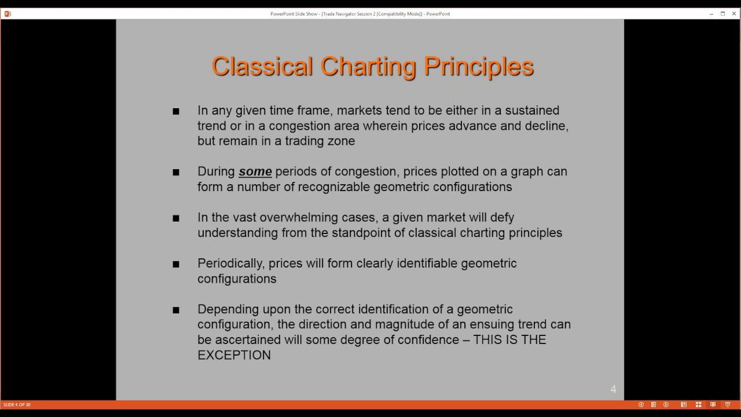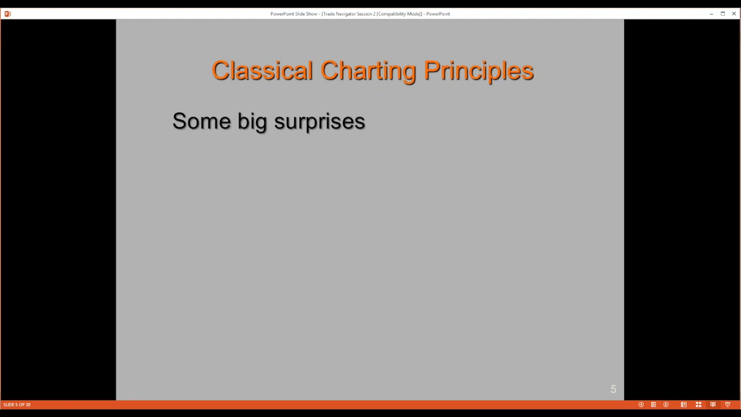Oftentimes a market will form a pattern that you really believe is a certain pattern, and I'll have some examples for you, but the reality is that they really weren't. As time goes on, you find out that's not what they were. True patterns that are truly identified and are correctly identified will do what they are supposed to do. But more often than not, the geometry of a pattern or geometry of a chart is misinterpreted.